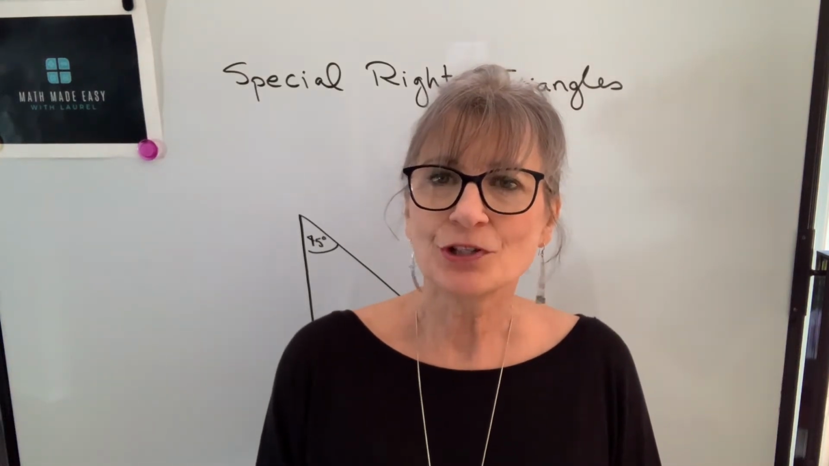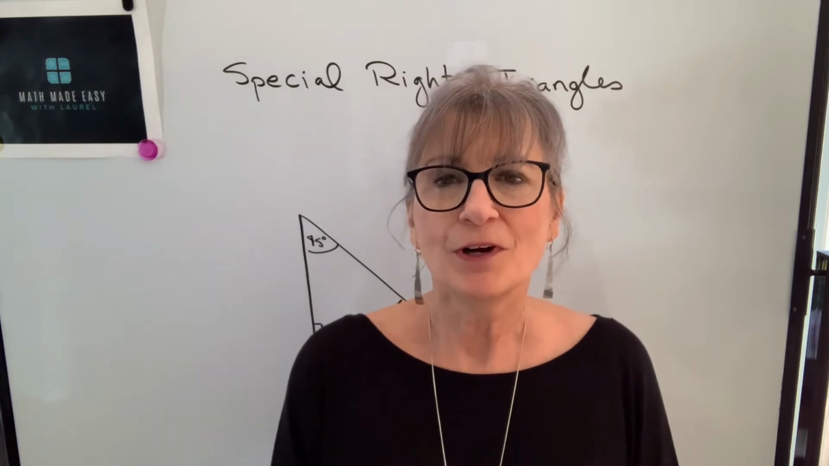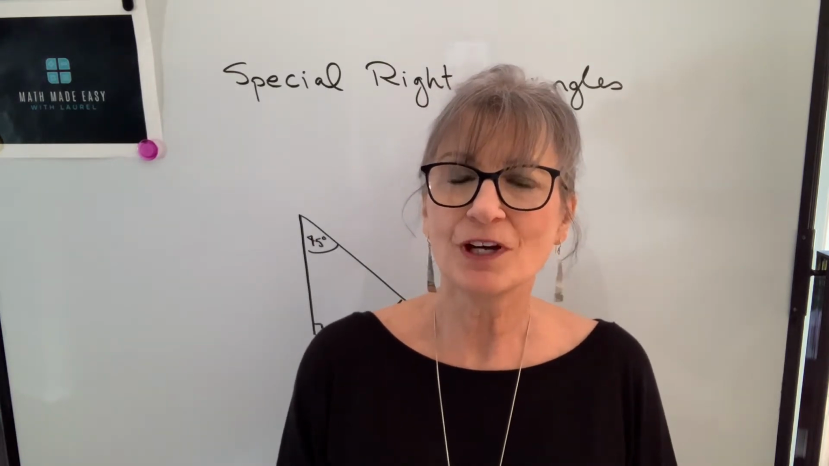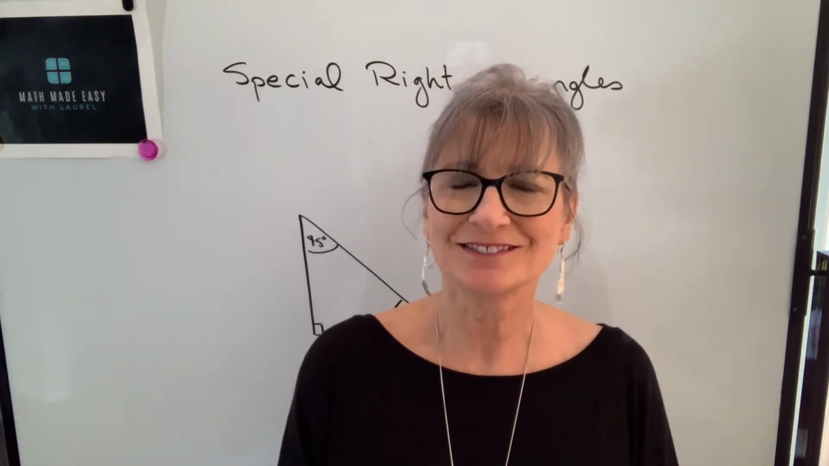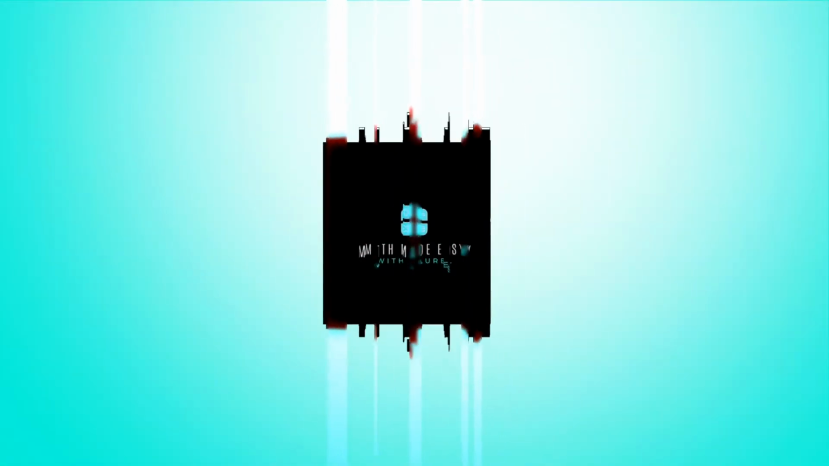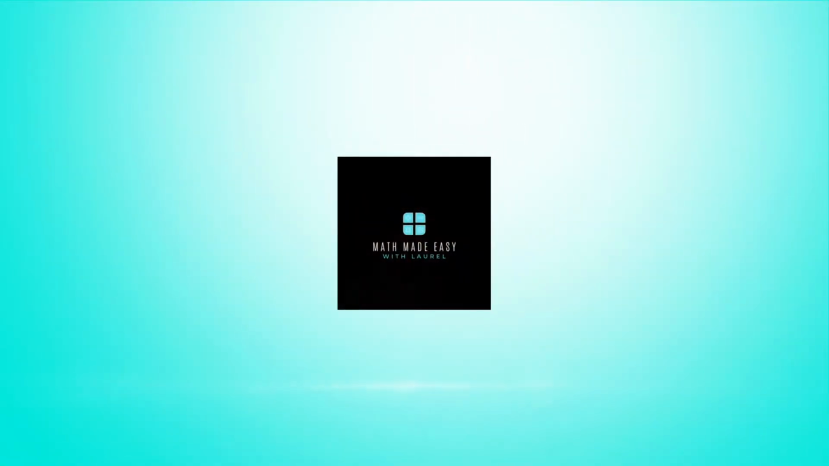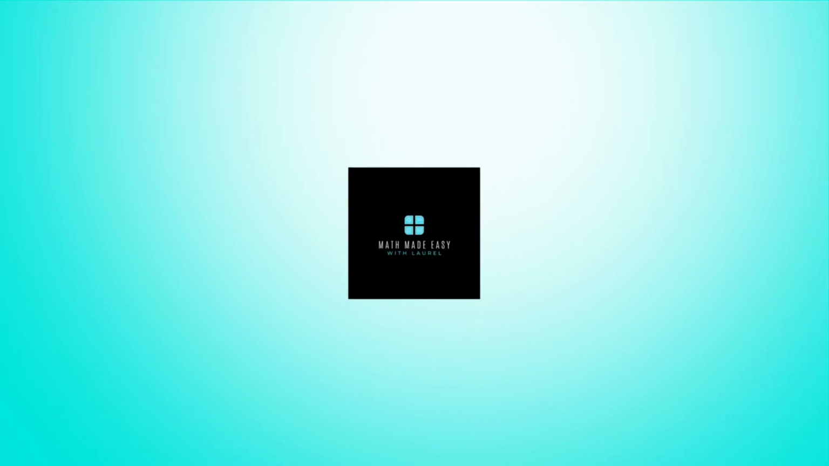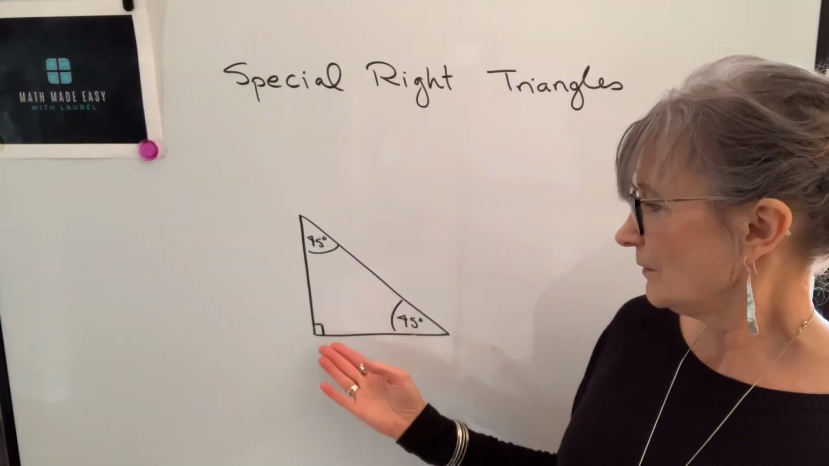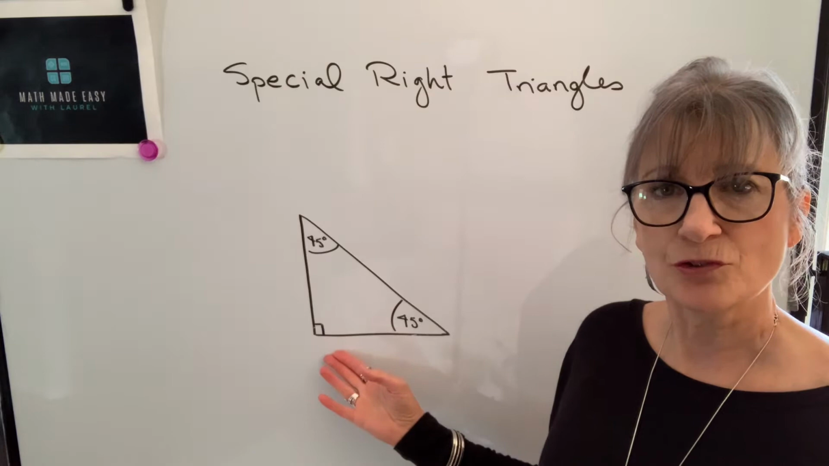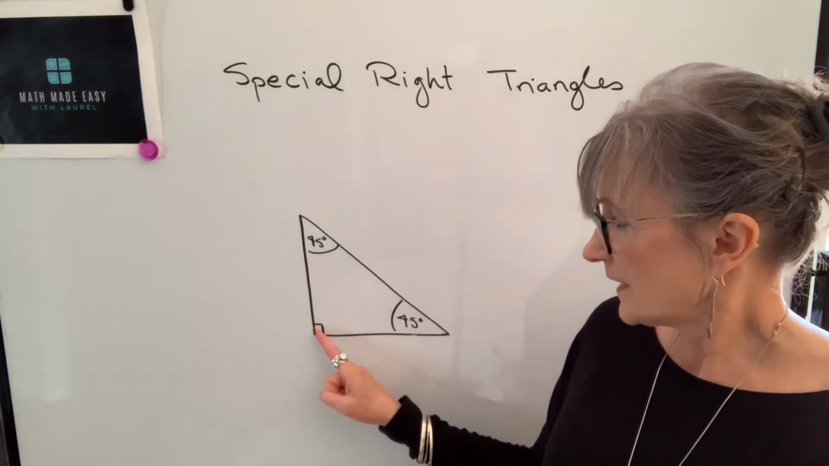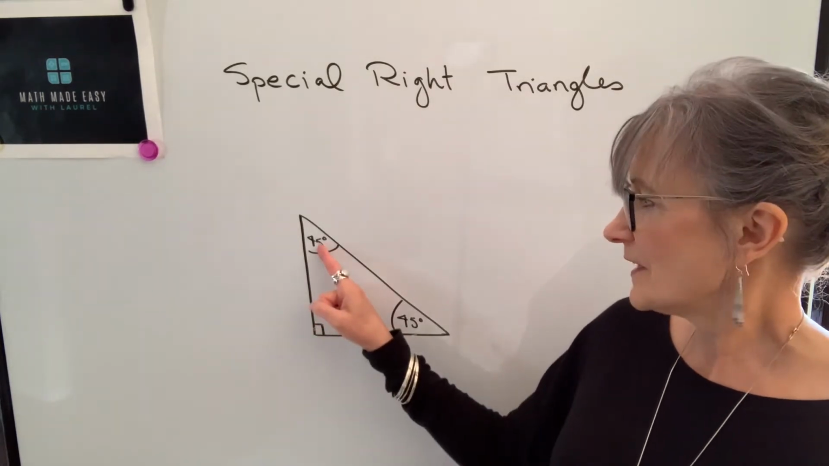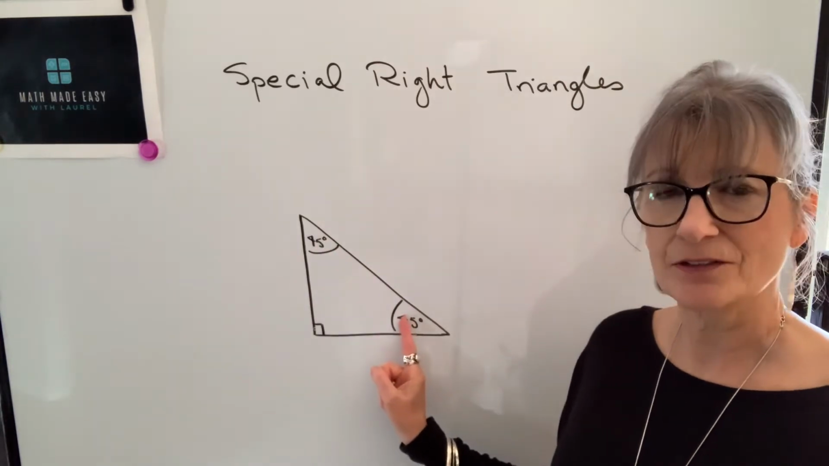In this video, we're going to talk about a special right triangle, one that has angles of 45 degrees, 45 degrees, and 90 degrees. What we have here is a special right triangle. This angle is 90 degrees, this angle is 45 degrees, and this angle is 45 degrees.